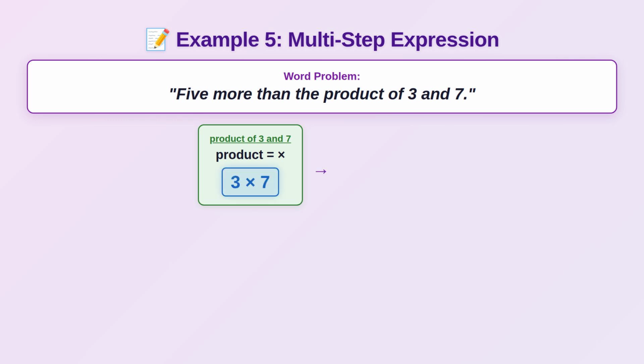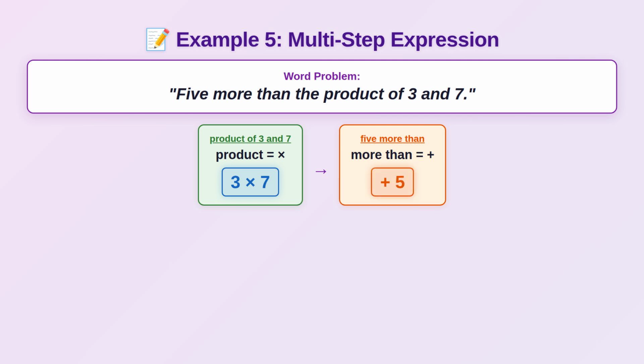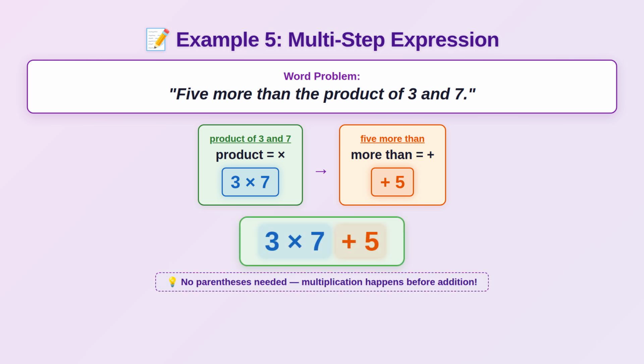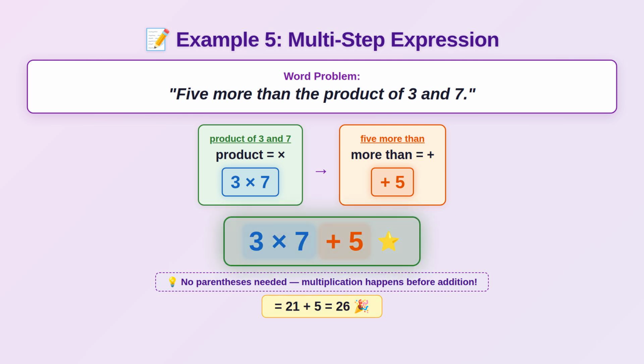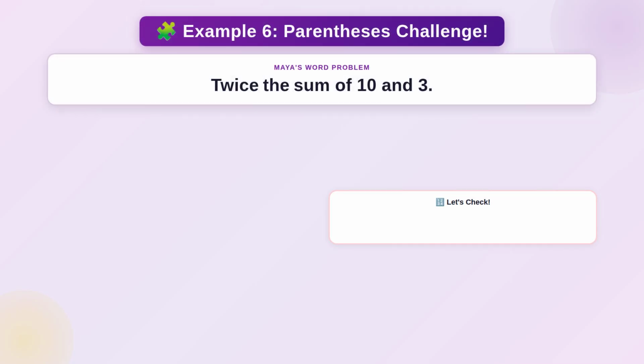Let's try Maya's toughest problem yet. 5 more than the product of 3 and 7. 2 operations here. Don't panic. First, find the product of 3 and 7. Product means multiply, so that's 3 times 7, which equals 21. Then 5 more than that product. More than means add, and it comes after. So we write 3 times 7, then plus 5. The full expression is 3 times 7 plus 5. We don't need parentheses here because multiplication already happens before addition. Maya high-fived her notebook on this one.